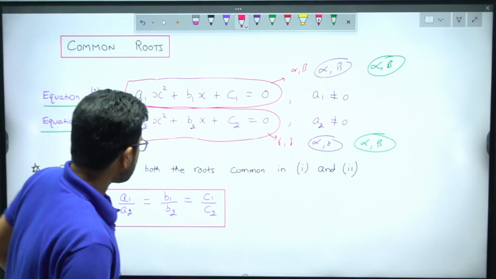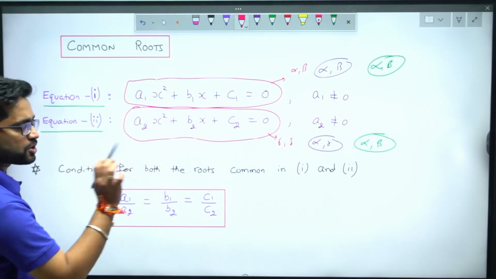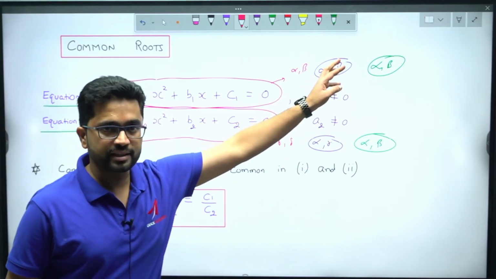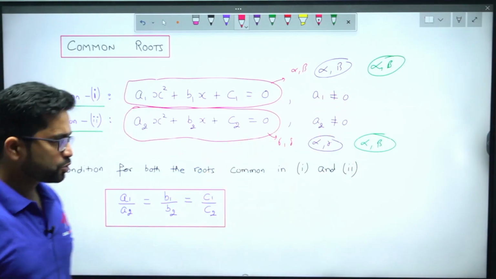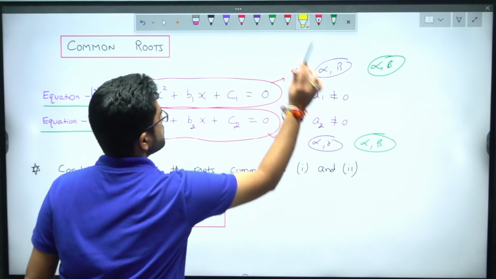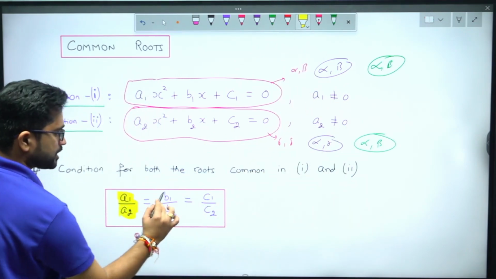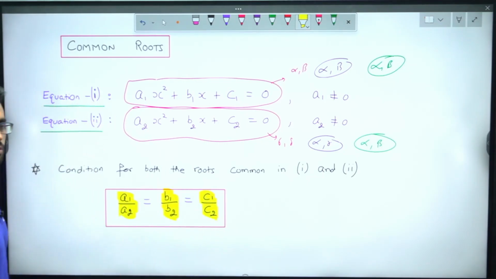Okay, let's see. So guys, yes, first point, the condition for both roots being common in equation number 1 and equation number 2. That means the first one has roots alpha beta, and the second one has roots alpha and beta. So what is that condition? Let me highlight that condition first. See, that condition is a1 by a2 should be equal to b1 by b2 should be equal to c1 by c2. That's it. Please note it down.